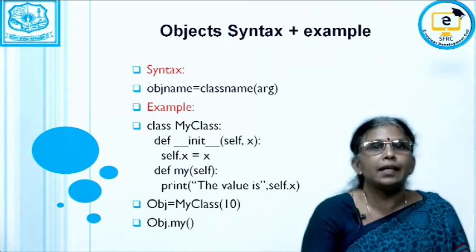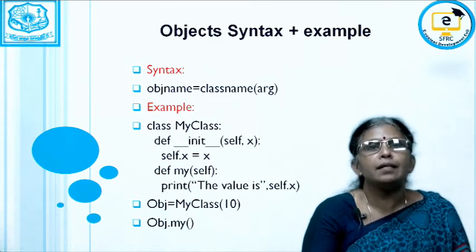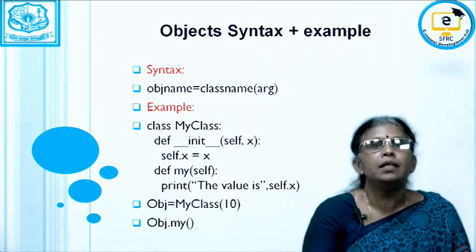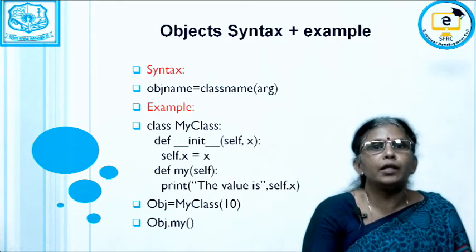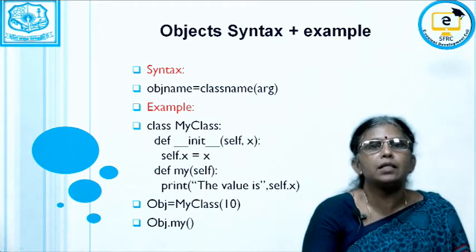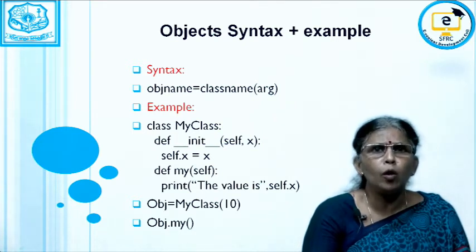Consider a class my class. You have used the init method and it has two arguments, self followed by an x parameter. Inside the init method you have an instance variable, preceded by self, self.x equal to x. The x is a local variable which is passed as an argument to the init method when you initialize the object.